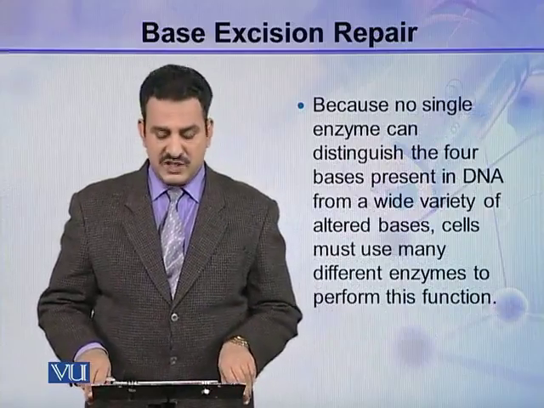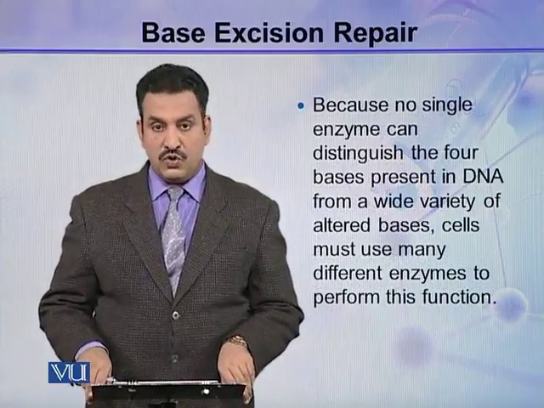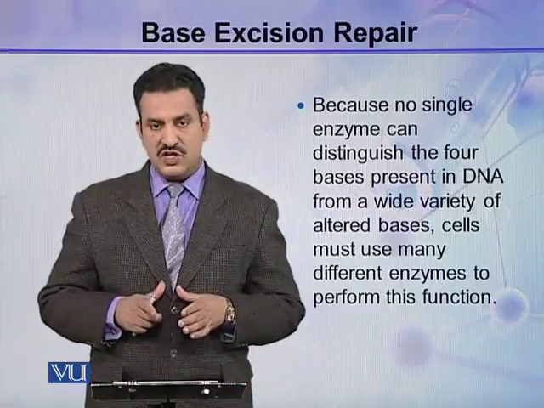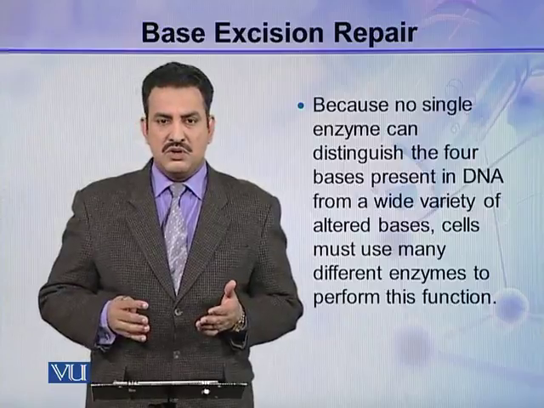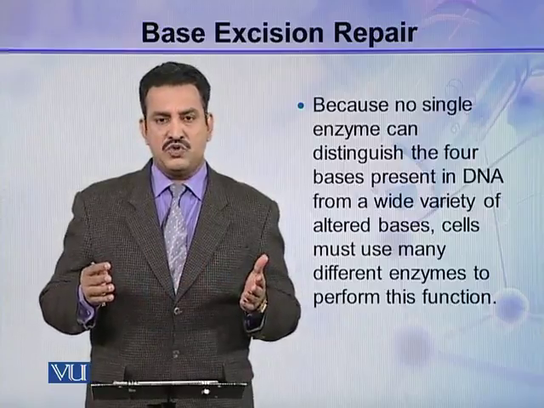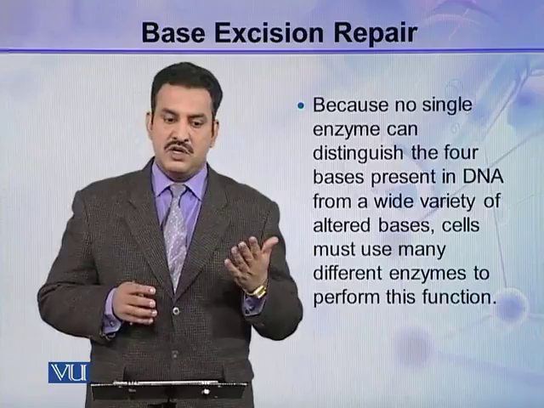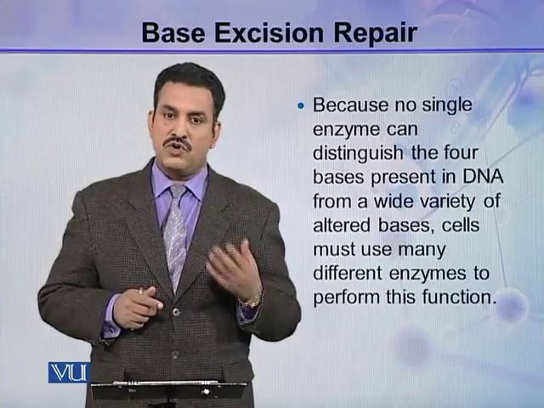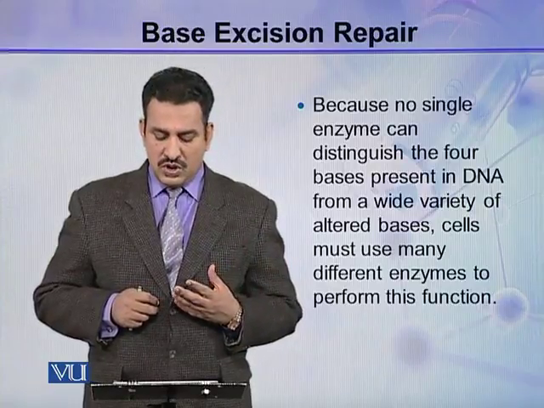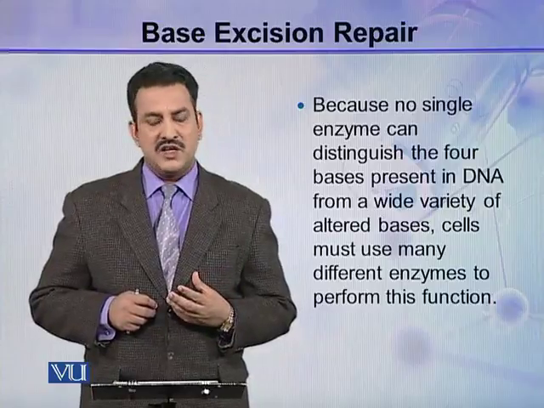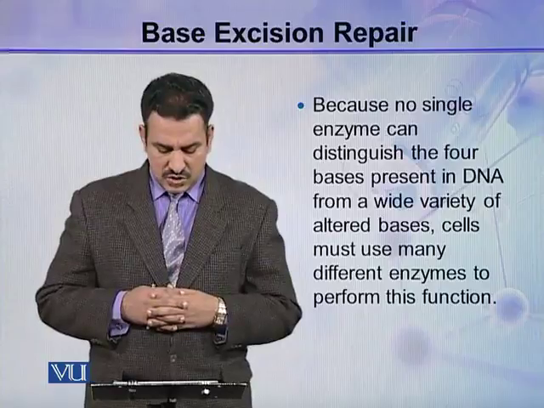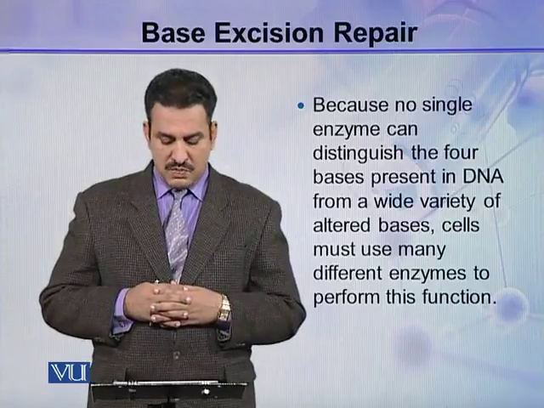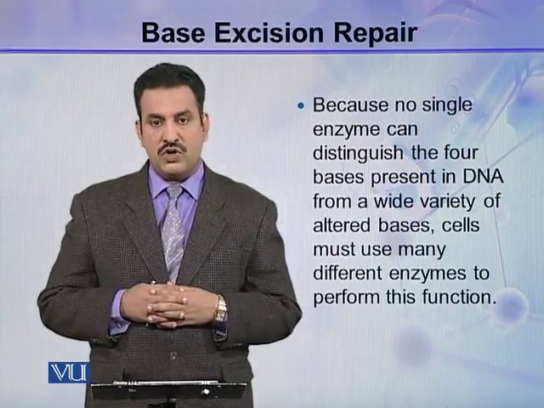Because no single enzyme can distinguish the four bases present in DNA from a wide variety of altered bases. There are many types of altered bases and four types of normal bases. So no single enzyme can make a distinction between all these nitrogenous bases. So cells must use many different enzymes to perform this function.